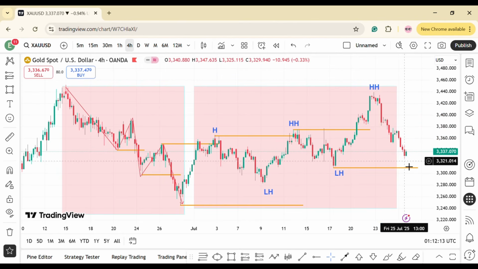That's all you need to understand about break of structure and change of character.